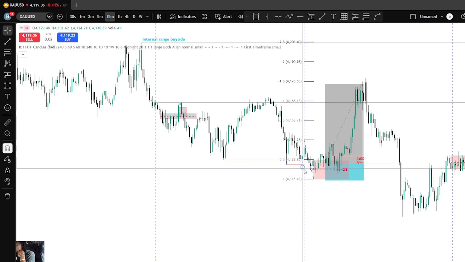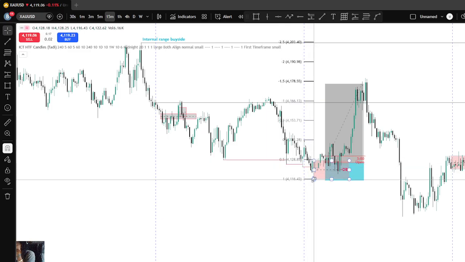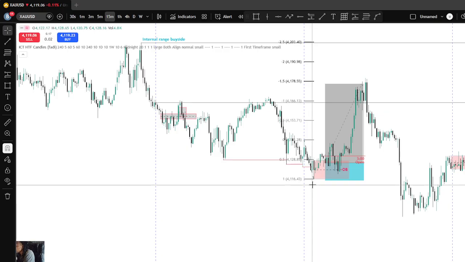This is what we call through ICT three drives. I could easily have bought in here, but it is not what I trade. I trade structure. I love to see structure because structure comes with intent, and intent comes with where price is going, and that's how you're gonna get paid.